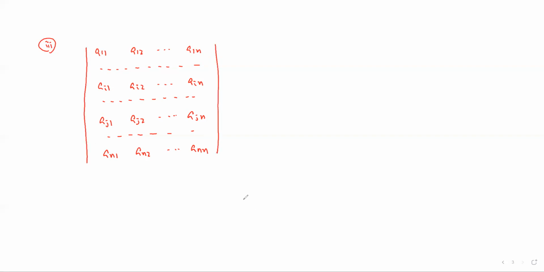Now I perform the operation: some number times row i plus row j, then put the result in row j. Some number times row i, then add to row j. It turns out that this operation doesn't change the value of the determinant.